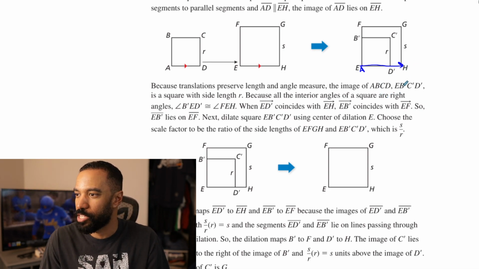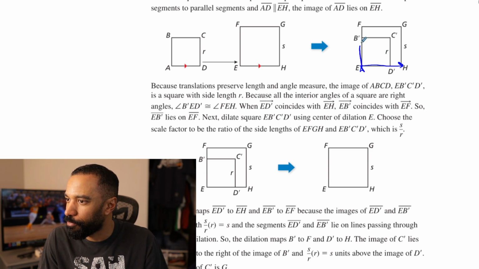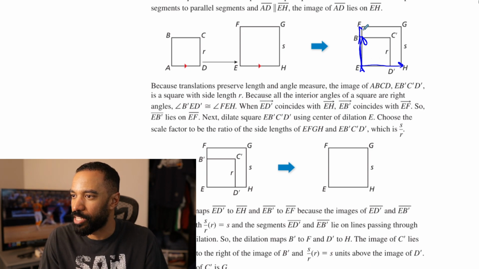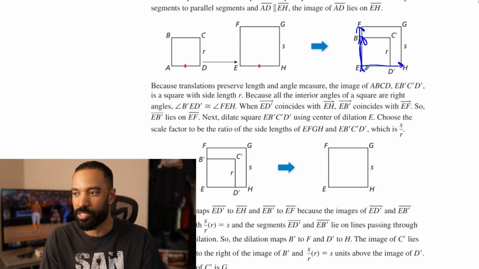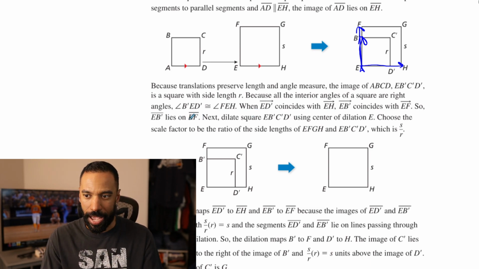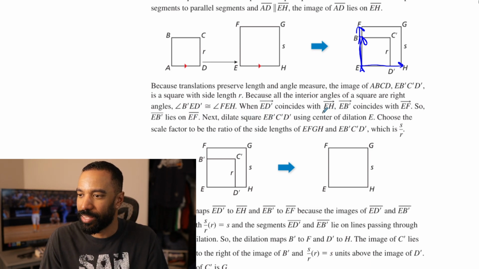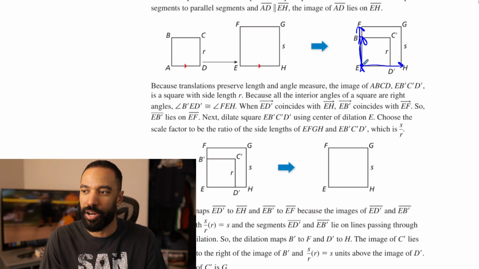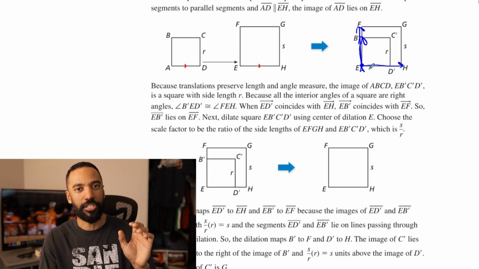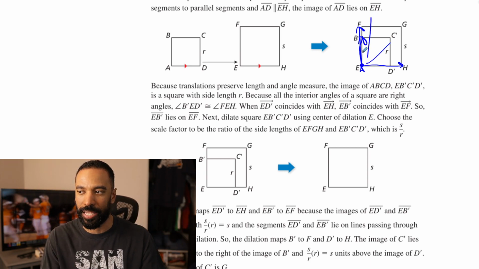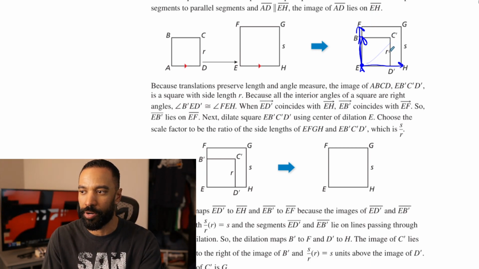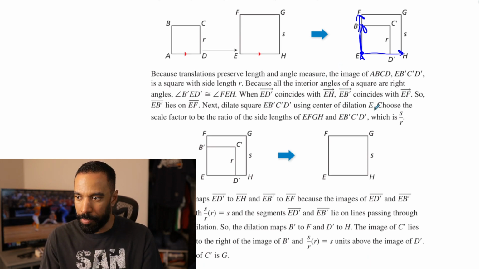Ray EB coincides with ray EF. Okay, so now these ones are in coincidence because those other two are in coincidence, as they're squares. So this lies on EF. Next, we can dilate the square using center of dilation E. That makes sense. This is now your center, and we expand from there. Everything's growing outward from that direction. Boom. Almost like it was the origin.